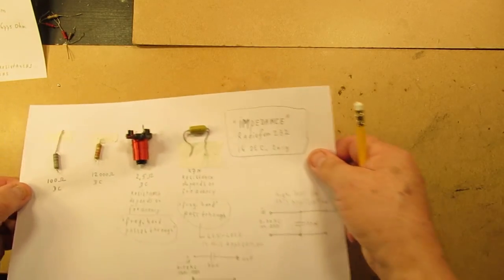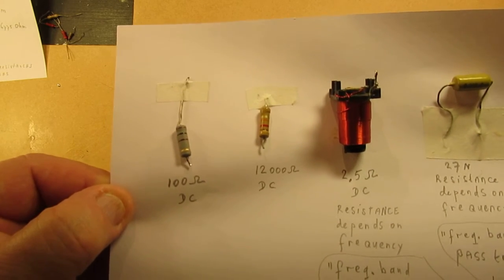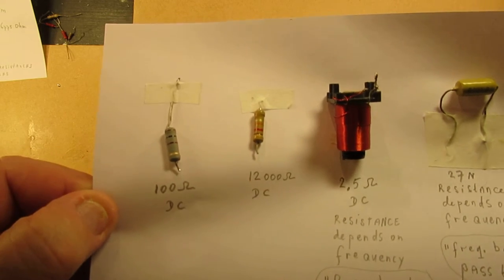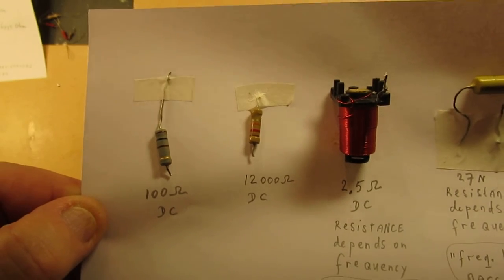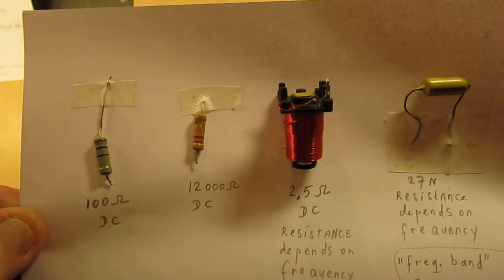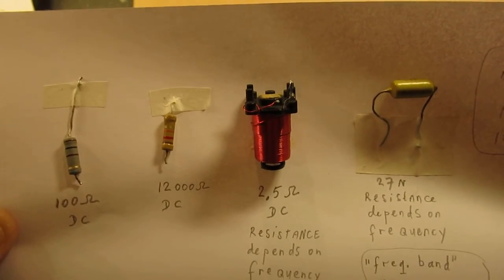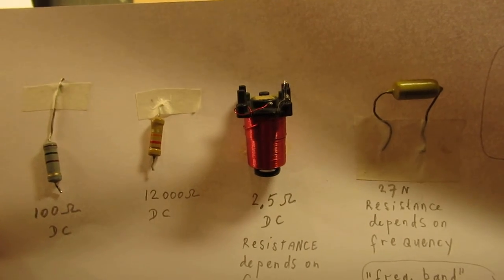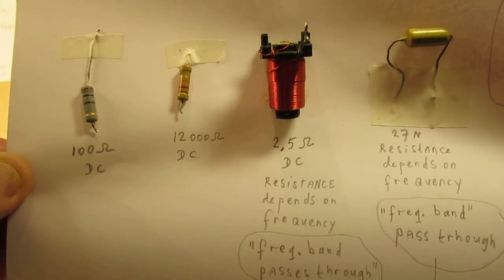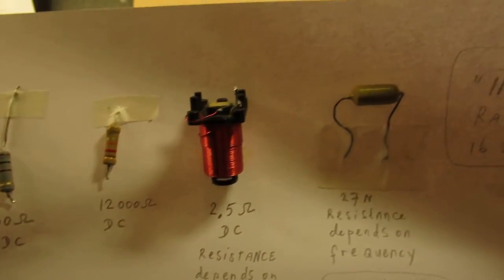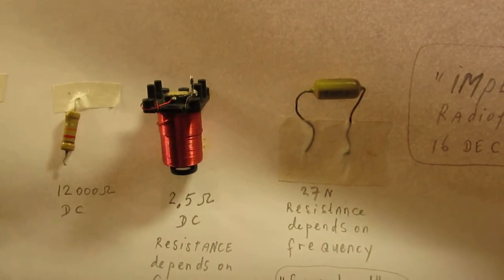This, of course, refers to the earlier video. I show here on the left side a resistance of 100 ohms, and then a resistor of 12,000 ohms, and then a coil. But when we are talking about coils, we are going in the direction of complex resistance, because the resistance depends on the frequency. And also here, the resistance of that capacitor depends on the frequency.